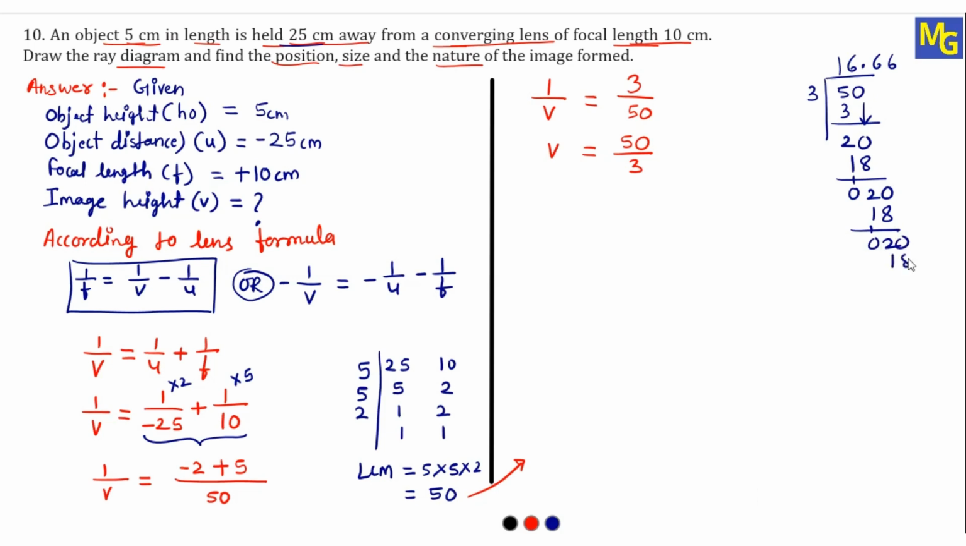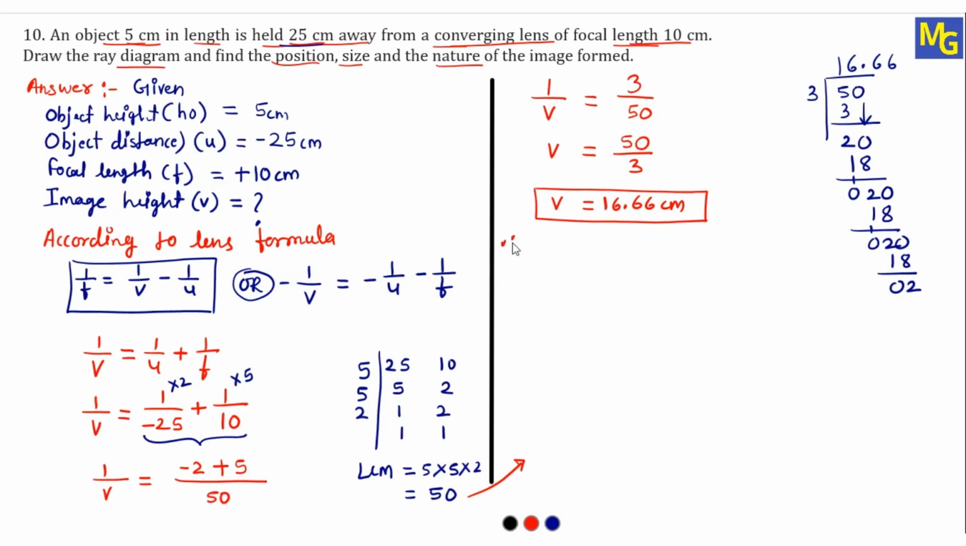So here our answer will be what? The answer will be 16.66. So I'm going to write v is equal to 16.66 centimeter. So here we got the image distance, that is small v. Now see, I can write the positive value of v shows that the image is formed on the other side. See here, it is on the positive side.